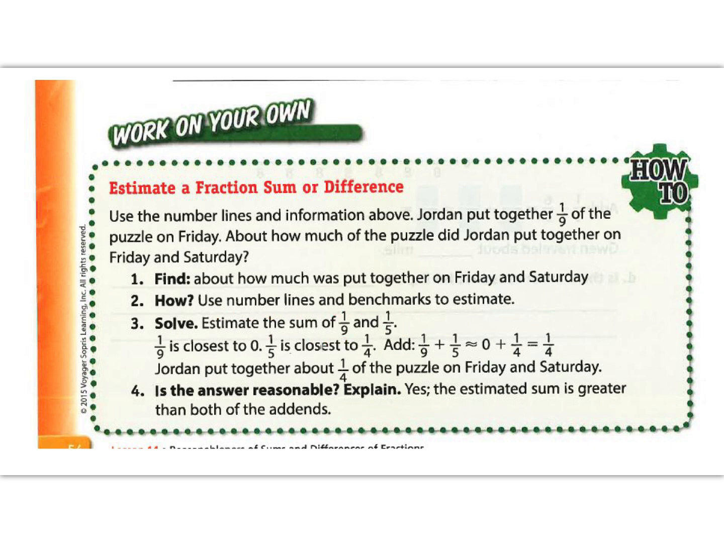Estimate the sum of 1/9 and 1/5. 1/9 is closest to 0. 1/5 is closest to 1/4. So we're going to add those. So about, remember this little squiggly line means about. 0 plus 1/4 is 1/4. Jordan put together about 1/4 of the puzzle on Friday and Saturday. Remember, it's just an estimate. Is this answer reasonable? Yes, the estimated sum is greater than both of the add-ins.